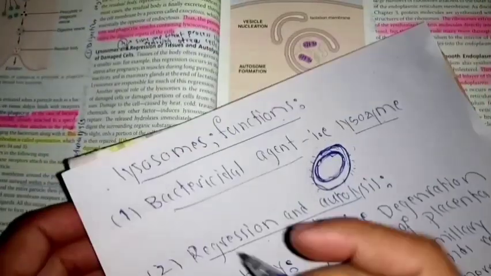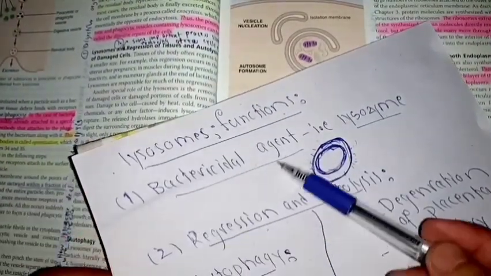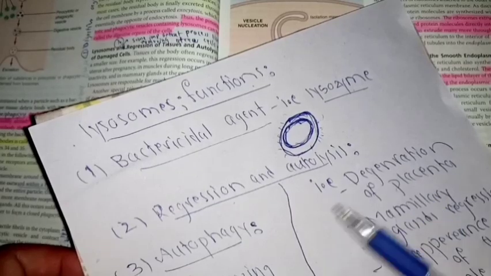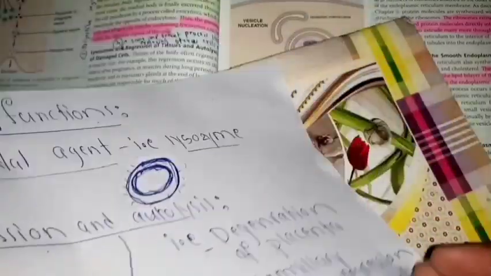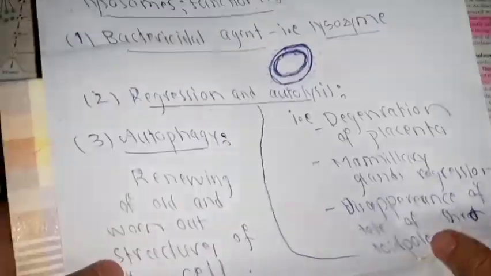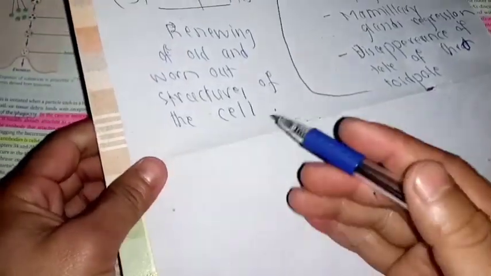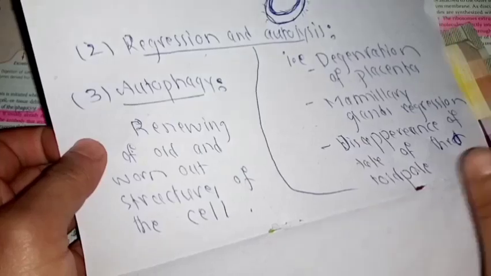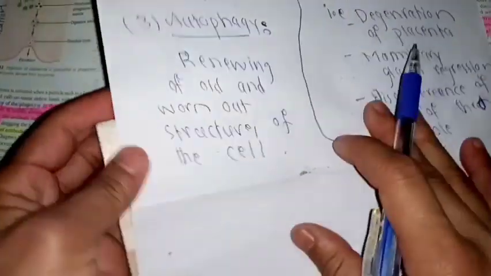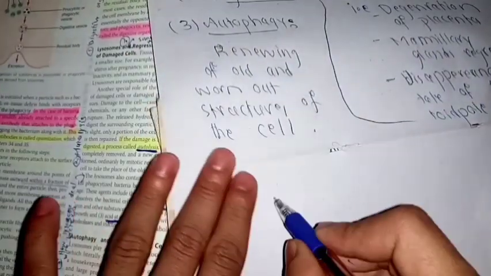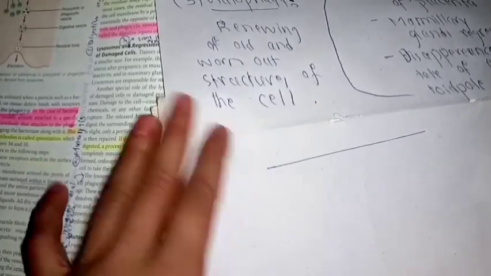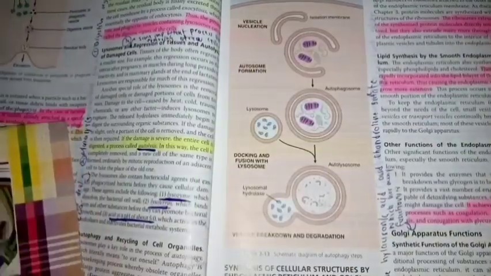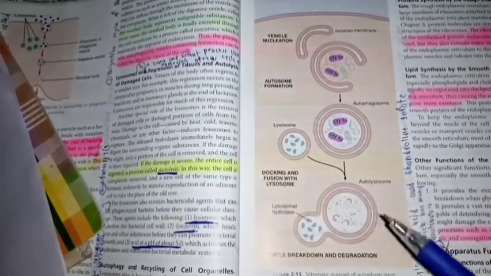So these are the main functions of the lysosome: bactericidal agent, regression and autolysis, and autophagy. Now, how are these substances autolysed and renewed? First of all, if this is the cell membrane, I will show this in the book, but guys, you will better understand from the diagrams of the textbook.